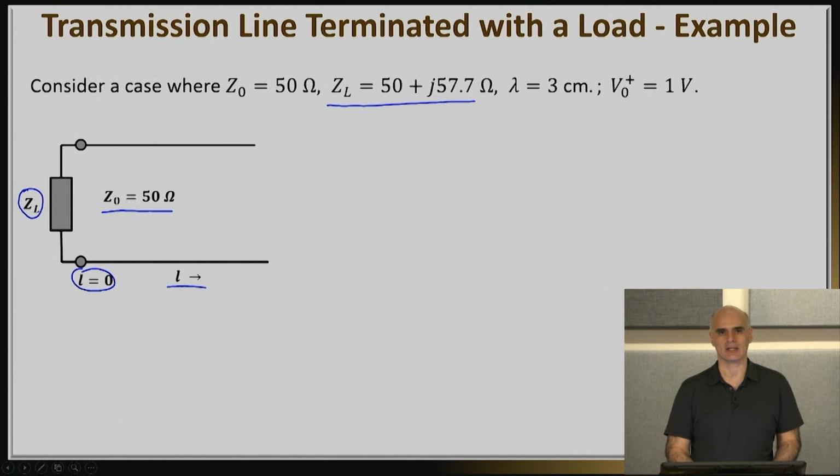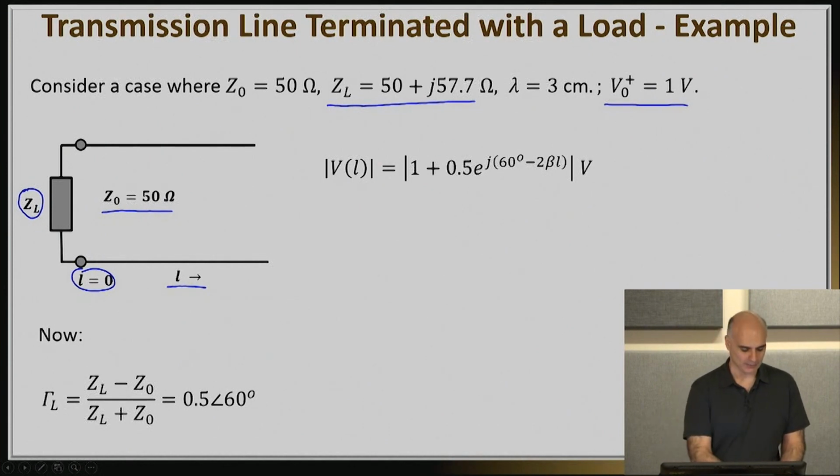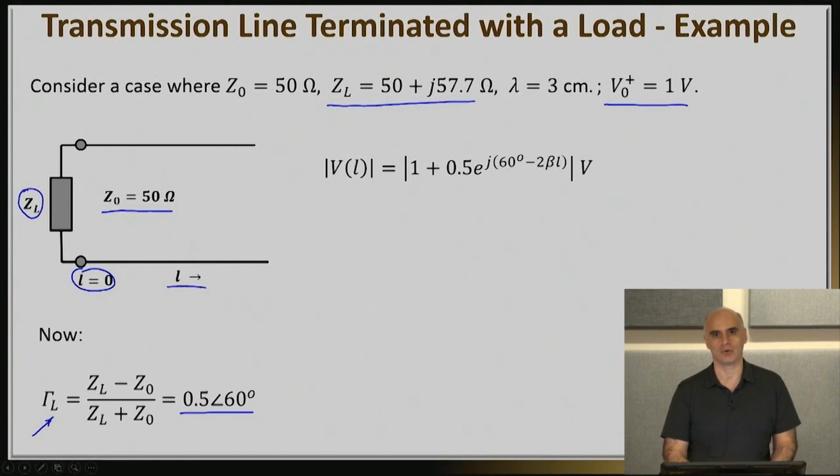I have actually given you some additional information here just to make the calculation simple. So for example, the magnitude of the incident voltage wave V0+ is given as 1 volt. As usual, you can start by looking at the reflection coefficient at the load. So you would have that gamma L right here is equal to (ZL minus Z0) over (ZL plus Z0). And if you plug in the numerical values, you will find gamma L to be equal to 0.5 with an angle of 60 degrees.